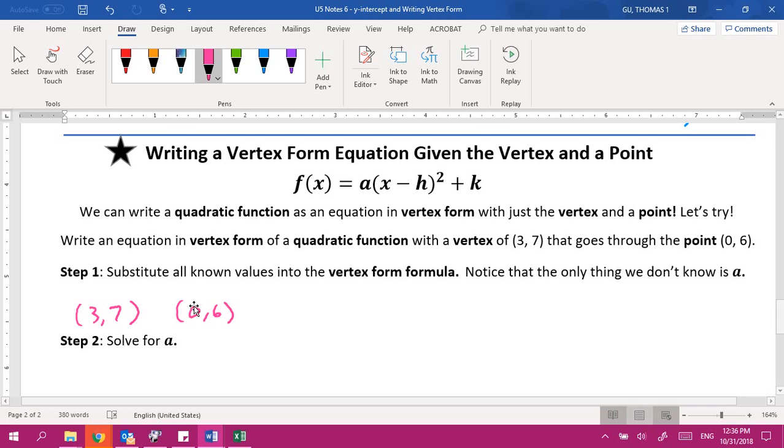So 3, 7 is my vertex, right? So 3, what variable is 3 in my vertex form formula? H. Because remember, your vertex is always H, K. And 7 is K. So I already found 2 of my variables, right? Now here's my point. Which one of my variables would this 0 be? X, that's right. And what about the 6? It would be Y. But do you see Y in this equation up here? No, but Y is the same as what though? F of X, that's right. So if you want to let yourself know, Y is the same thing as F of X, right there.